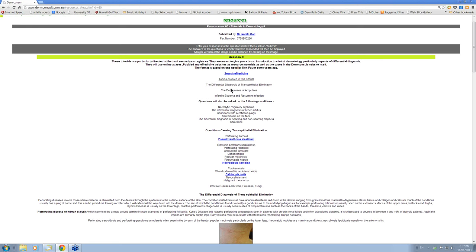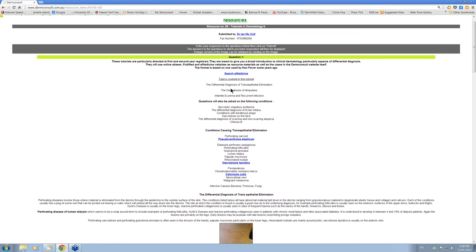Well, first of all, the differential diagnosis of transepithelial or transepidermal elimination. It's an interesting topic. Rather than think of the names of diseases that will do this, just think of anything abnormal that's deposited in the dermis in excessive amounts, then the body will try and expel it through the surface. So a whole variety of conditions will have the phenomenon of transepithelial elimination.